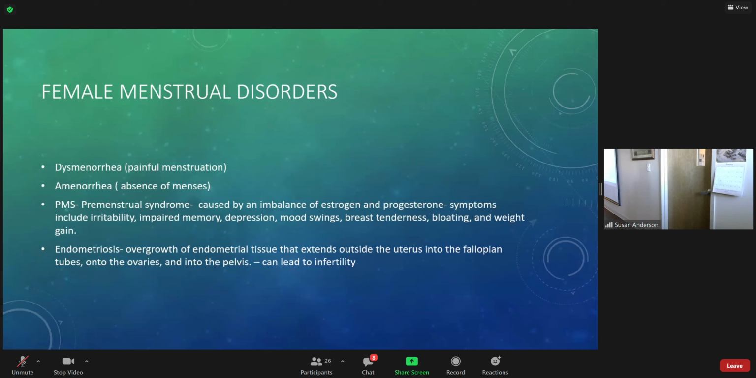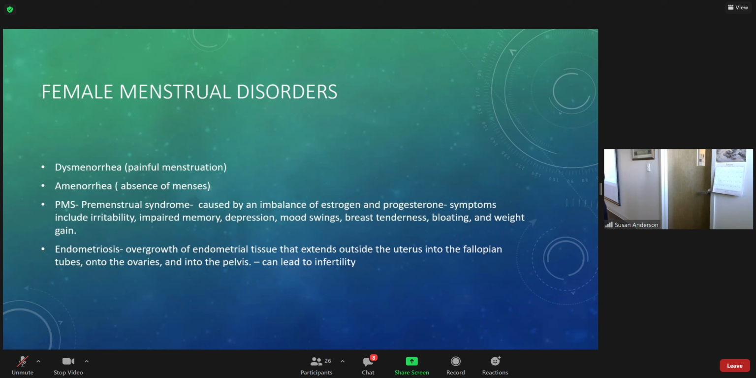What's premenstrual syndrome? Again, PMS. You know, it's a real thing. It's not in your head. It's caused by an imbalance of estrogen or progesterone. And this is prior to starting your period. So it's not that you're just moody. It actually is a hormonal imbalance at that particular time of the month prior to starting your period.